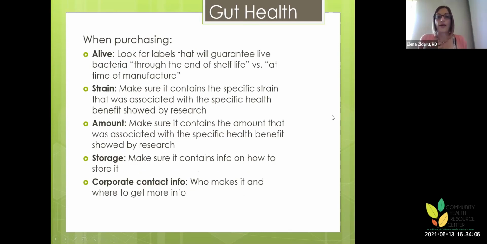When purchasing a probiotic or a food with probiotic benefits, you want to make sure that it's still alive. So you look for labels that will guarantee live bacteria through the end of the shelf life, as opposed to at the time of manufacture. Through the end of shelf life guarantees you that the probiotic is actually alive when you take it. Right now that I'm making it, it's alive, but I can't guarantee that tomorrow it will still be alive.